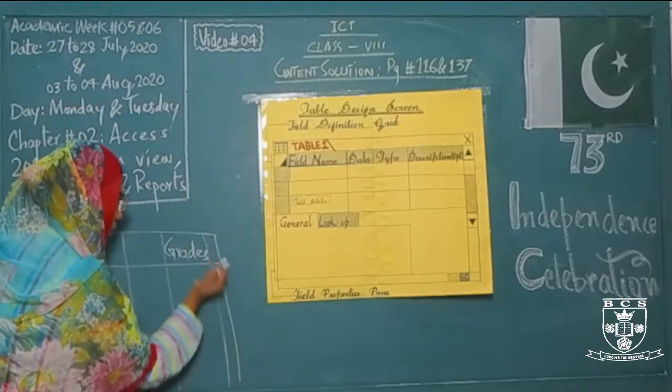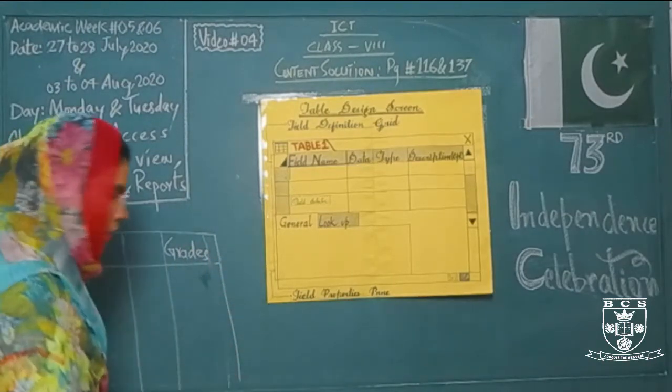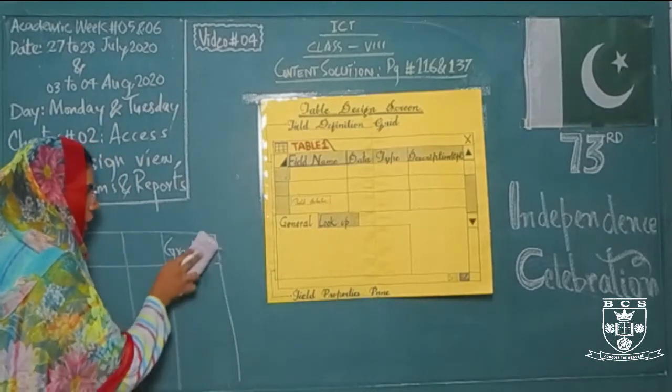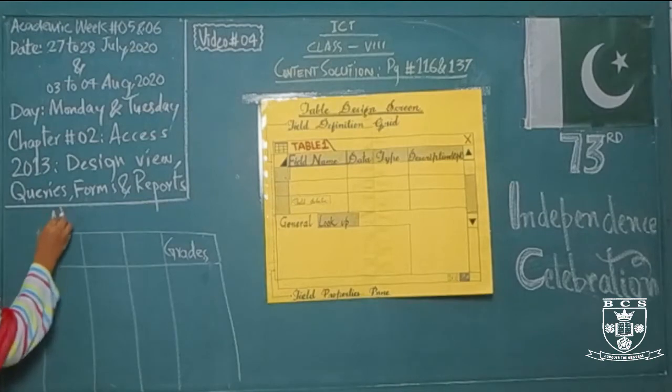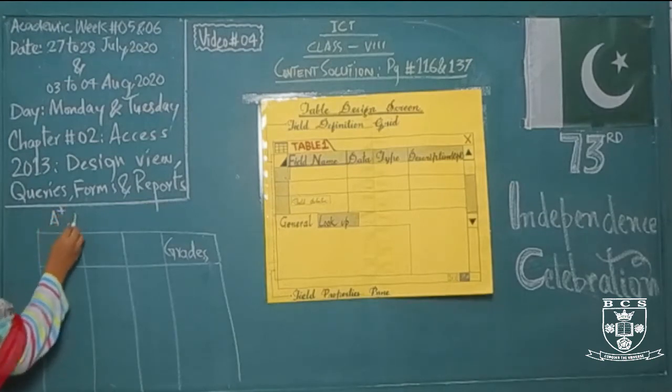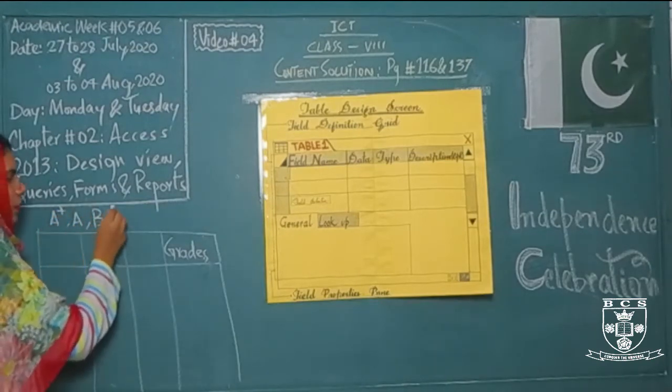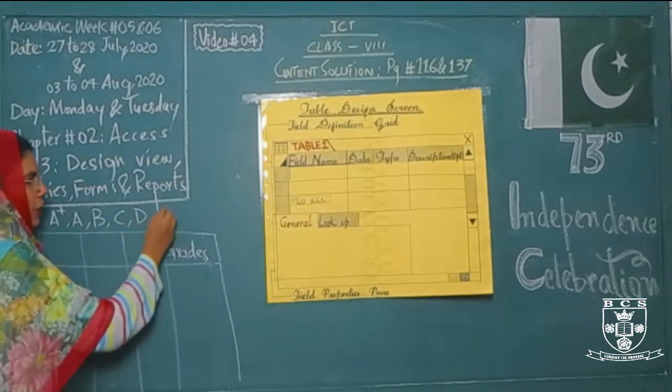So here I will mention my grades. For mentioning the grades, what are the grades basically? The grades are A plus or A1 or A, then B, then C, then D, and in the last F.